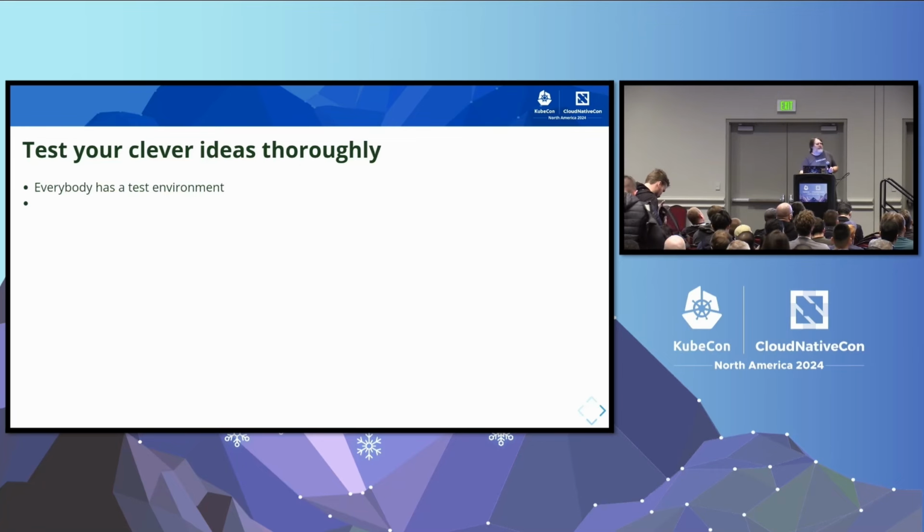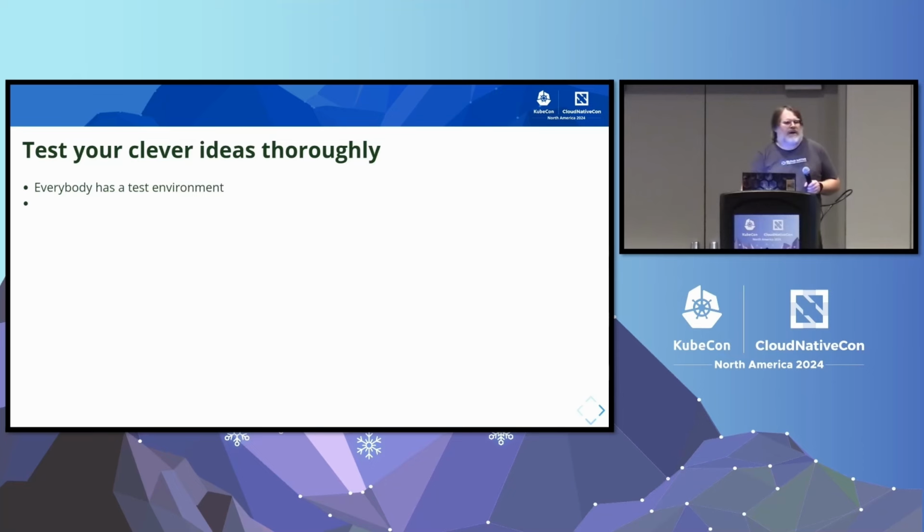Okay, so you've got all these great, clever ideas for what you're going to do about all this stuff. You've got to test them. You've got to test them in your test environment. And how many people in here have used a test environment where they work? You have one, okay? How many people in here either don't have one or have never been able to use it? I see a couple of hands. You've got one too. It's called production.